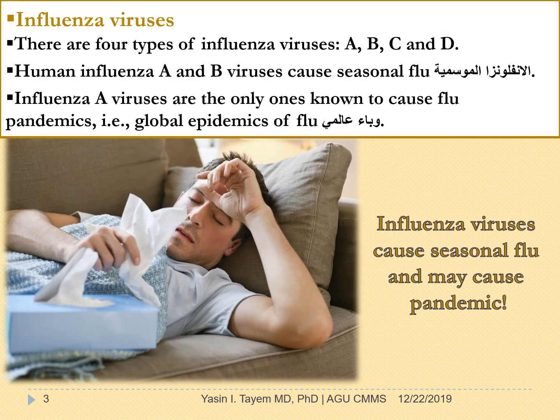There are 4 types of influenza viruses: A, B, C, and D. Human influenza type A and B cause seasonal flu. Influenza type A is the only one which can cause a pandemic, which is a global epidemic of flu.